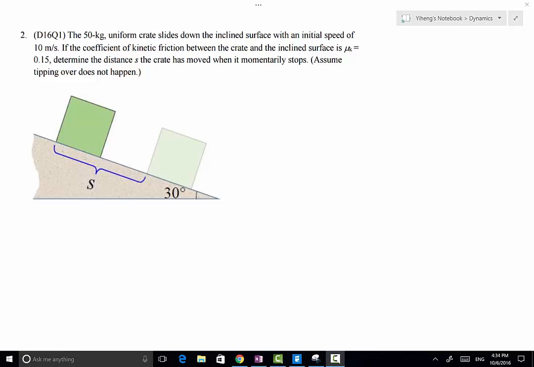This problem actually contains a critical error. The crate should not be sliding down the inclined surface. It should be sliding up, because if the crate is sliding down with this initial speed, then the frictional force is not big enough to overcome the weight component. Therefore, the crate actually would never stop.